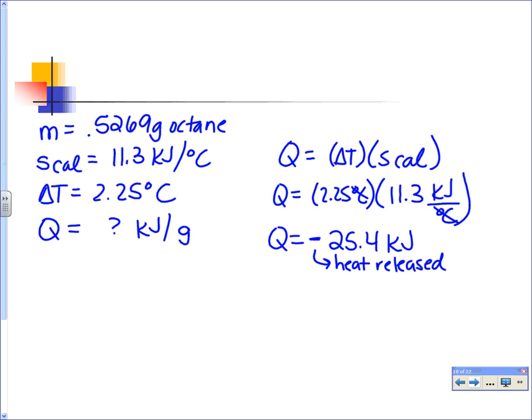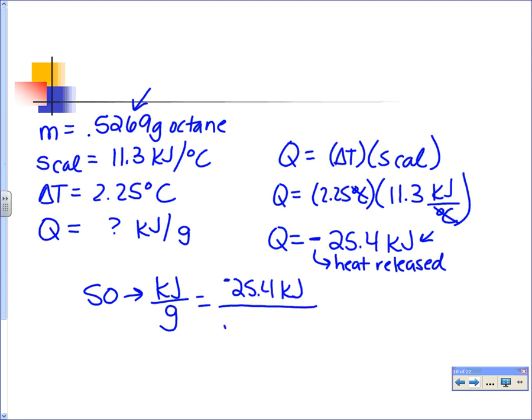So now we know the kilojoules. So let's get it to kilojoules per gram. Well, we've got kilojoules and we've got grams. So yep, all we have to do is divide these two numbers. Negative 25.4 kilojoules and 0.5269 grams. We'll divide that and we get negative 48.2 kilojoules per gram.